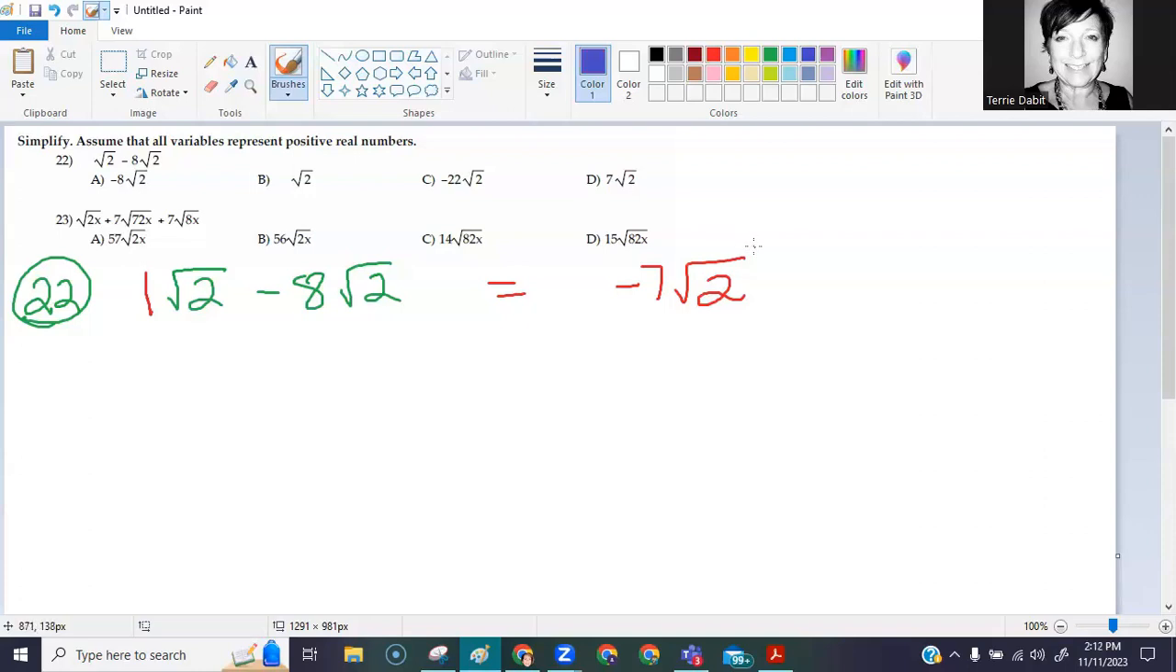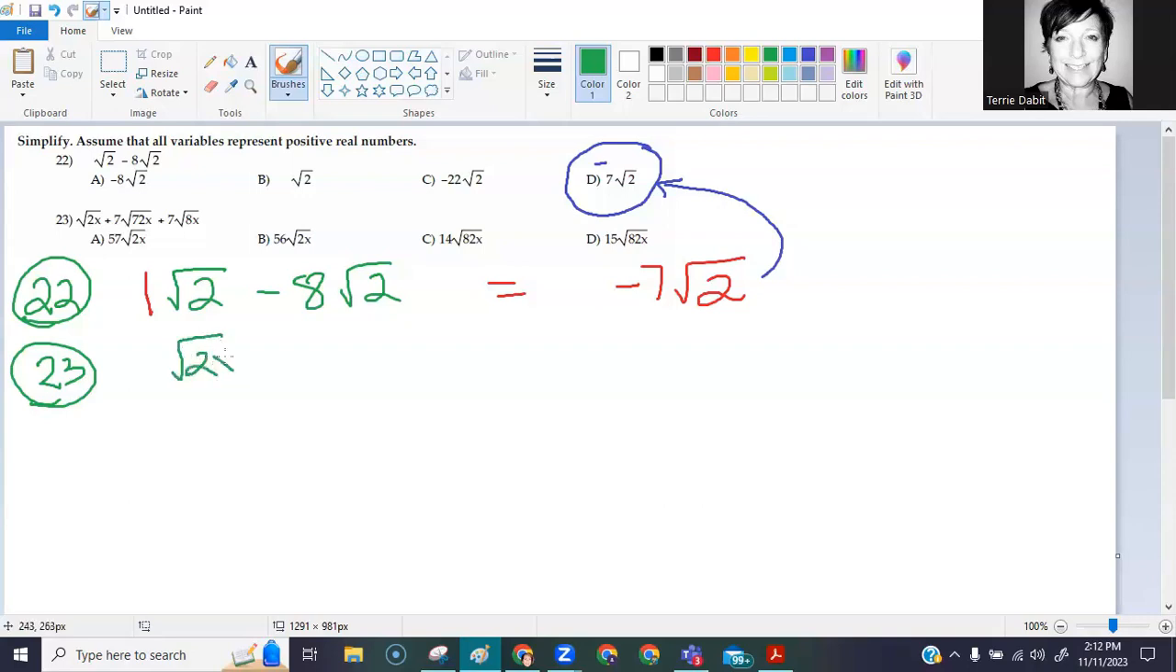I wanted to make note on this problem that it should be D, but it did not put the negative out there. There is an error on the study guide. So this should have been D. Sorry about that. It just didn't print the negative sign. Let's go to number 23.